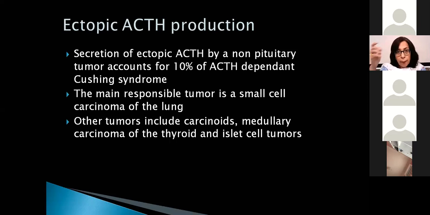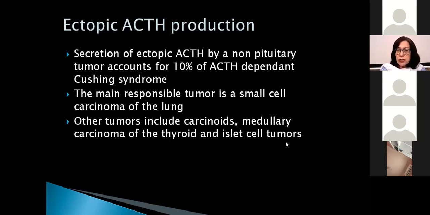Sometimes there is ectopic ACTH production, secretion of ectopic ACTH by a non-pituitary tumor. Certain tumors, like small cell carcinoma of the lung, can cause secretion of ectopic ACTH. This is also ACTH dependent Cushing's, but this is not Cushing's disease. It is Cushing syndrome. Cushing disease is only when the pituitary is secreting excess ACTH. When the ACTH is coming from anywhere else, or the cortisol is being secreted directly by the adrenal, it is called Cushing syndrome.